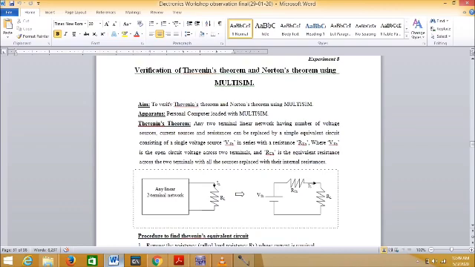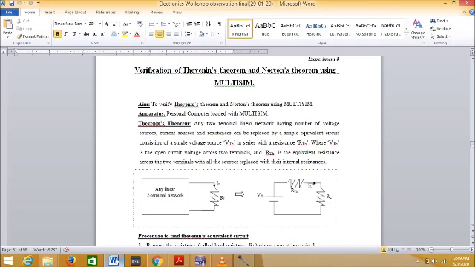Probably in your basic electrical engineering subject, or else in some other subject, you might have heard about these topics, Thevenin theorem and Norton theorem. These two theorems play a very key role in simplification of networks. You might have performed these experiments virtually in that basic electrical engineering laboratory, so I hope you have an idea. There, in real time, you might have done this experiment.